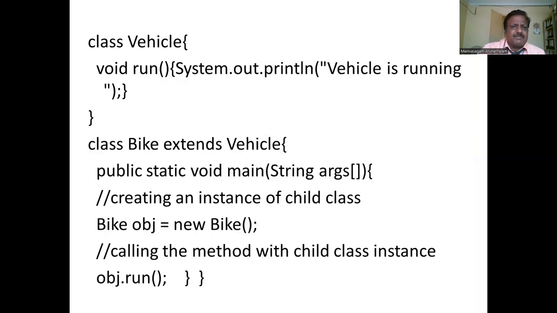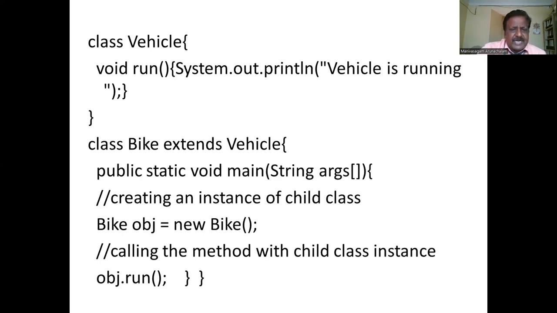Now we'll see the example, class Vehicle. The example contains class Vehicle and class Bike. This is a simple example of inheritance. The base class is Vehicle and the subclass is Bike. The base class Vehicle contains one method, void run, with System.out.println "Vehicle is running". And the subclass Bike is derived from the base class Vehicle. The statement is class Bike extends Vehicle.